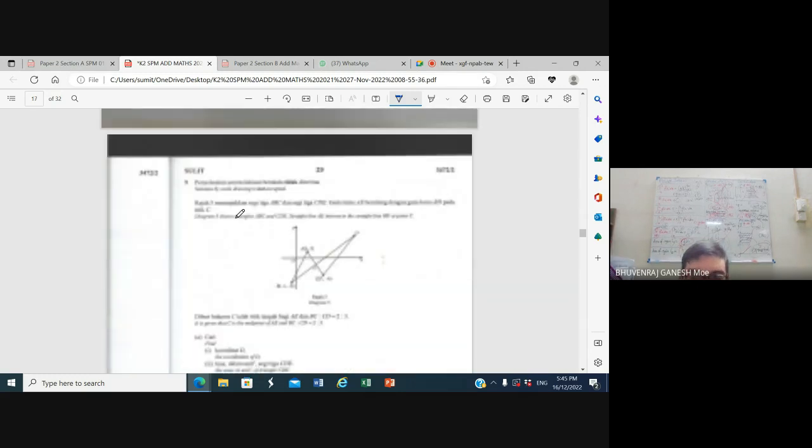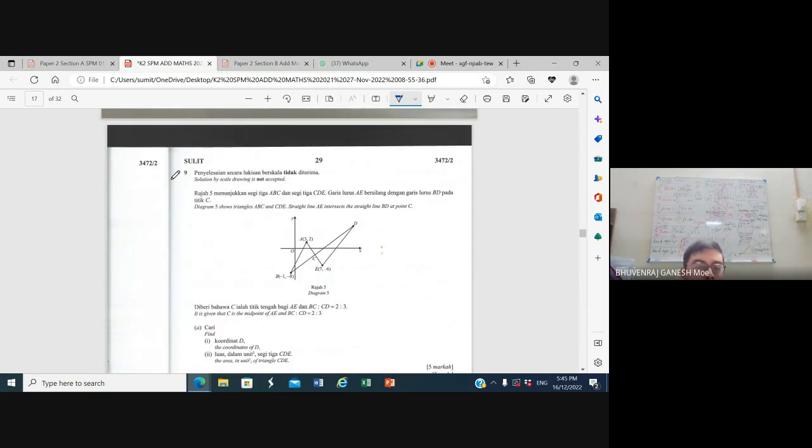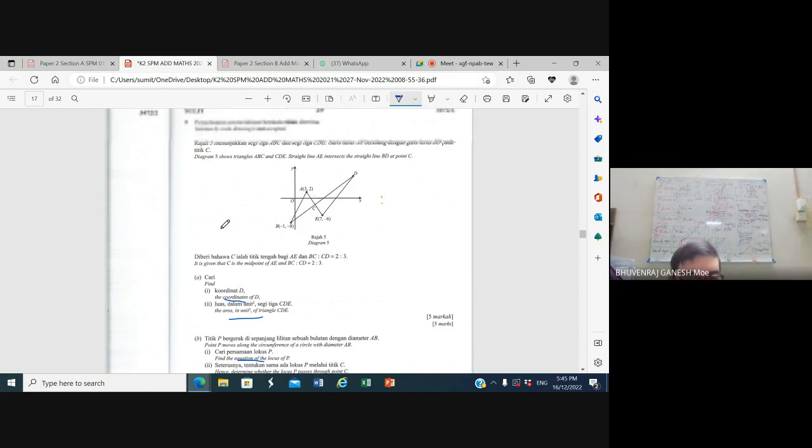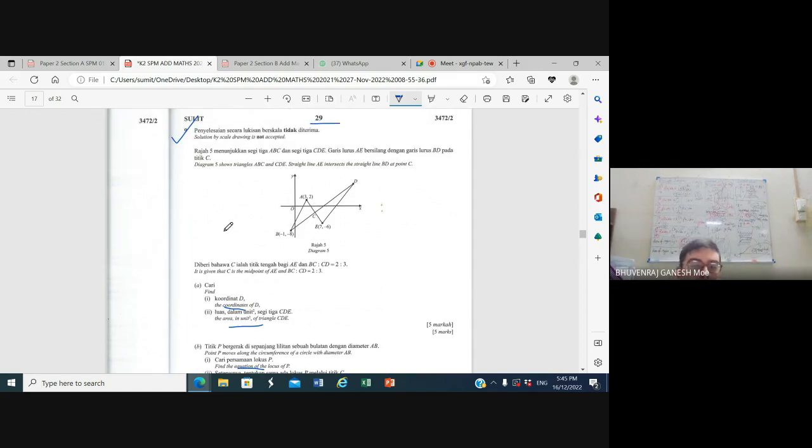Let's see another one. This one, okay, coordinate geometry. See the questions, not bad. So all the things we have learned, equation of locus, determine whether they intersect or not. See? So what do you think, Aldip, this question? Okay.